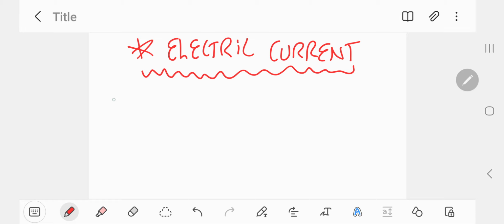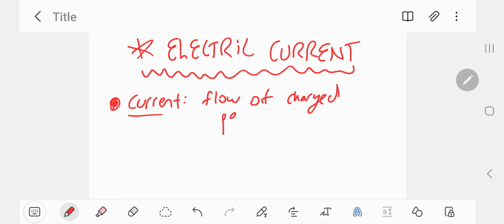So current, by definition, is just another way of saying the flow of charged particles. Okay, typically electrons. Now, mathematically, it's quite a simple concept.